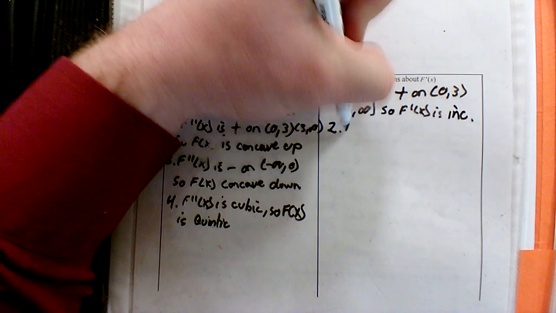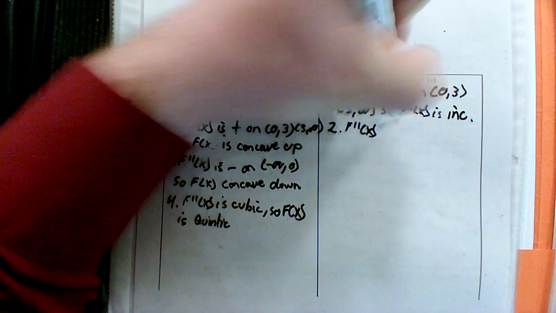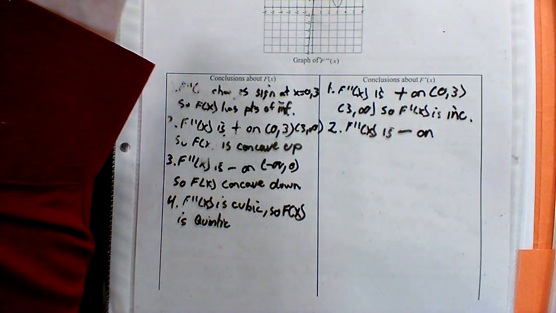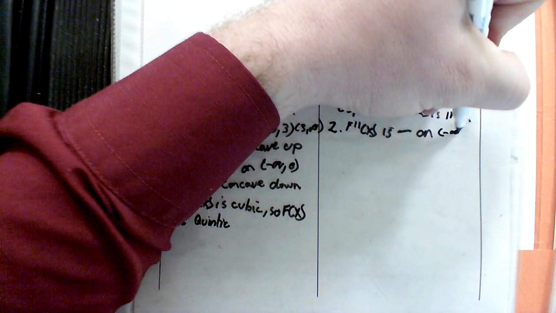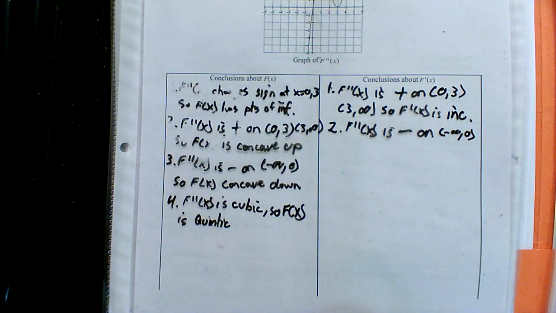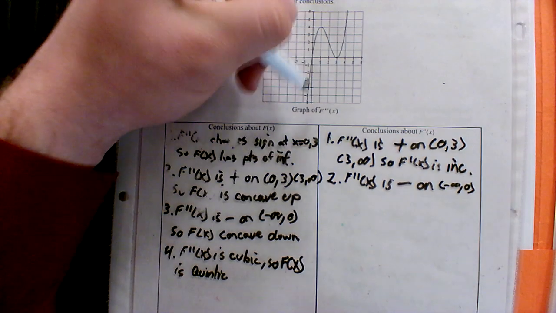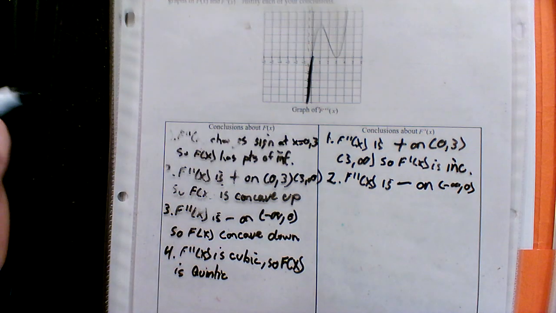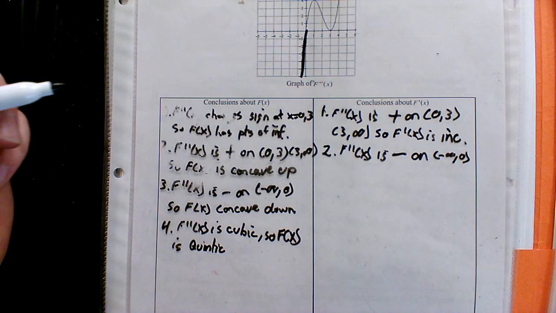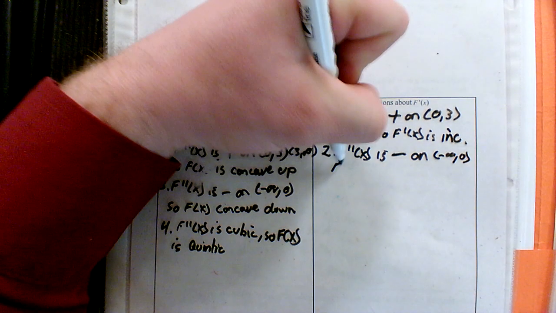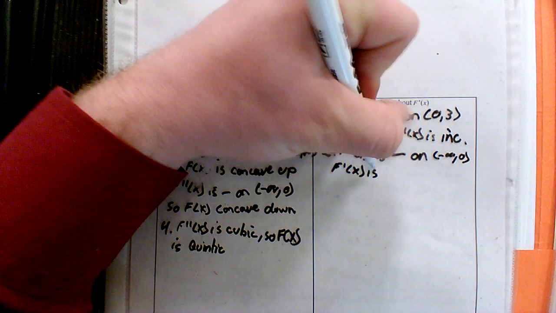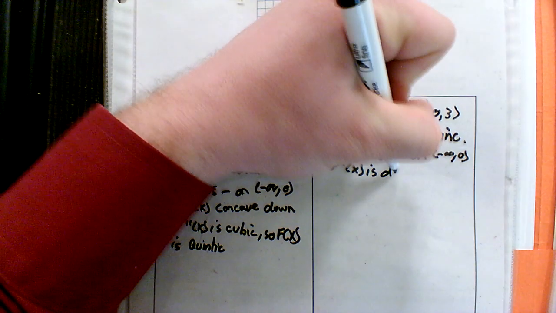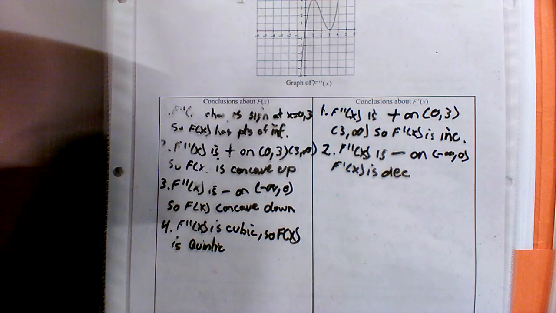We're going to deal with the same topic there. If the second derivative, f double prime of x, is negative on the interval negative infinity to 0, so we're talking about right here, it's negative, f prime of x is what? Decreasing. Very good.